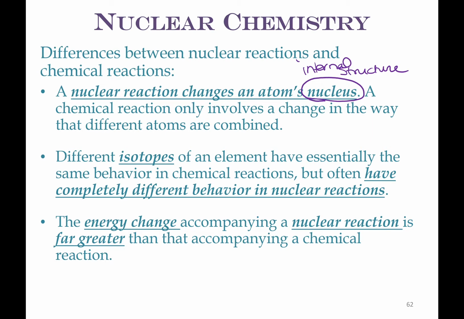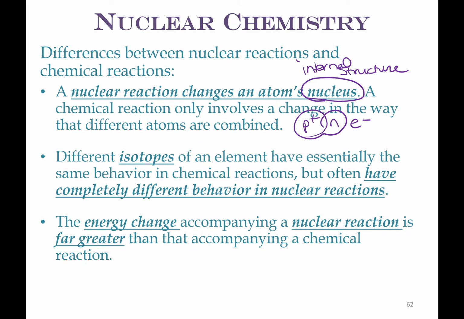So in a chemical reaction, there's going to be a change in the way that the different atoms are combined, but mostly we're changing how many protons, how many neutrons, or how many electrons are in the atom. These are going to be different than what we do the rest of the semester. Now, remember, different isotopes of these elements have essentially the same chemical behavior, they just have a slightly different number of neutrons.